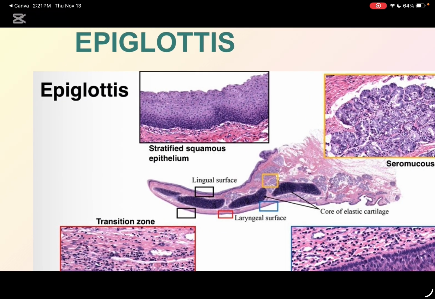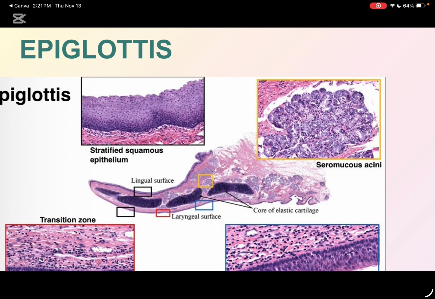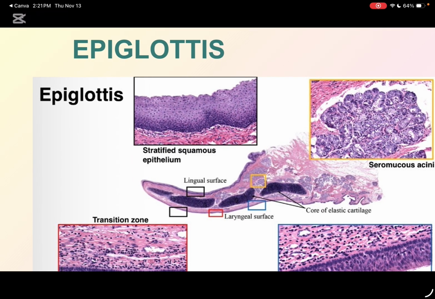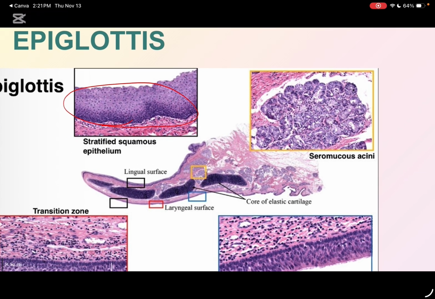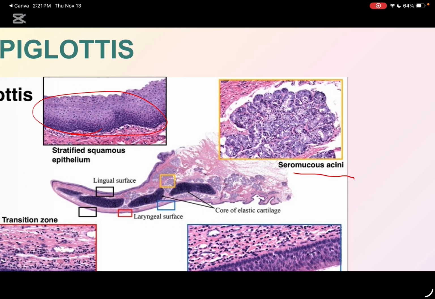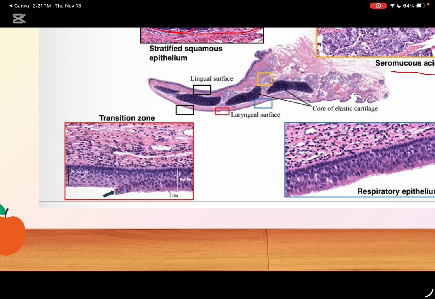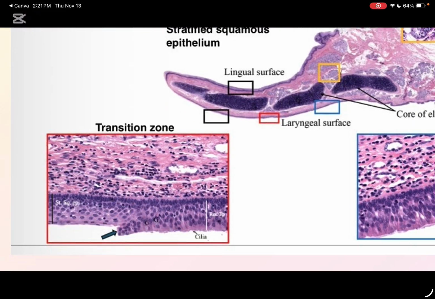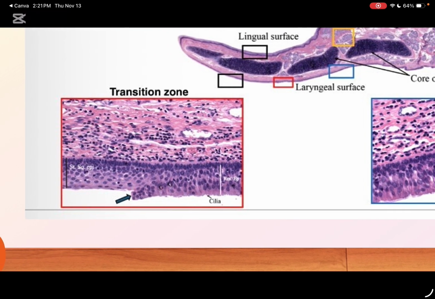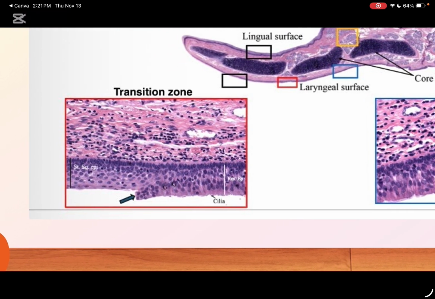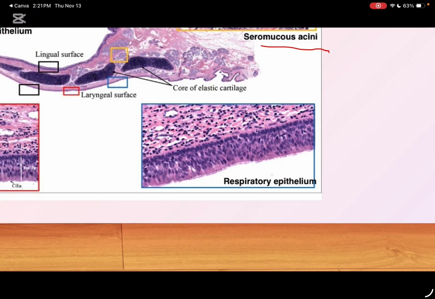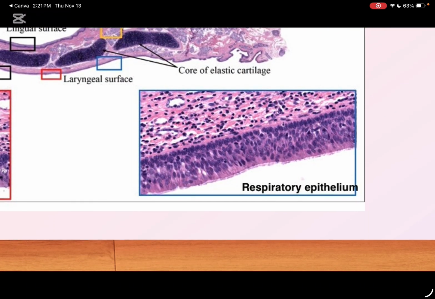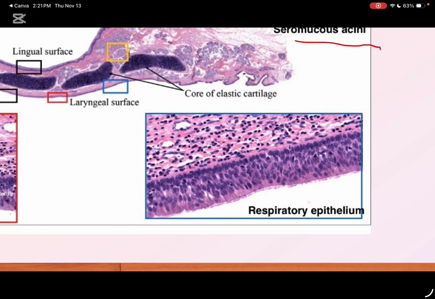This is in the photo. As you can see, this is the lingual surface, stratified squamous epithelium. This is the seromucous acini. And here we have the transition zone where the stratified squamous epithelium becomes pseudostratified respiratory epithelium. As you can see, there's a shift and transition in the structure.